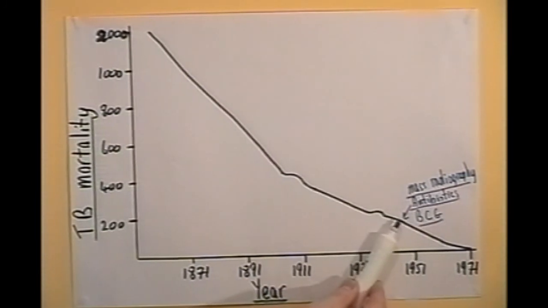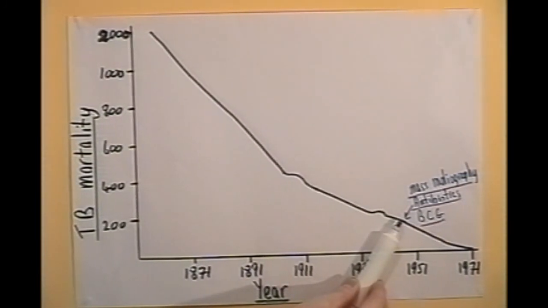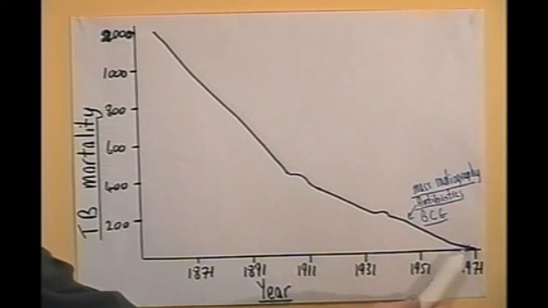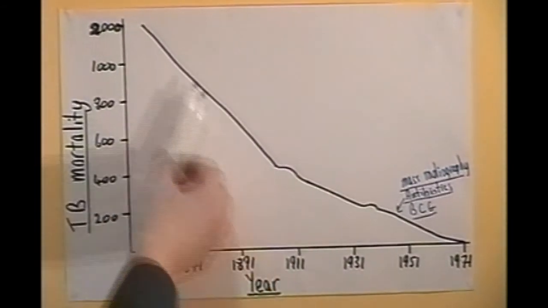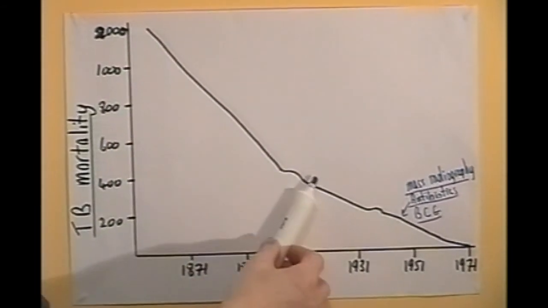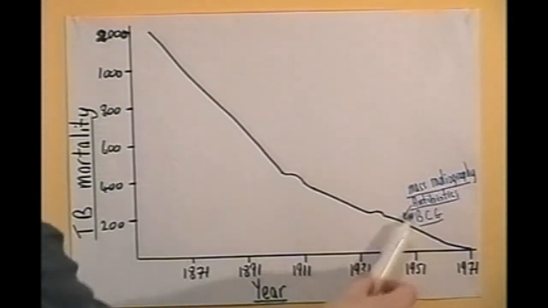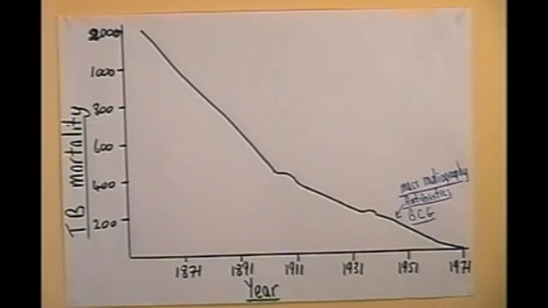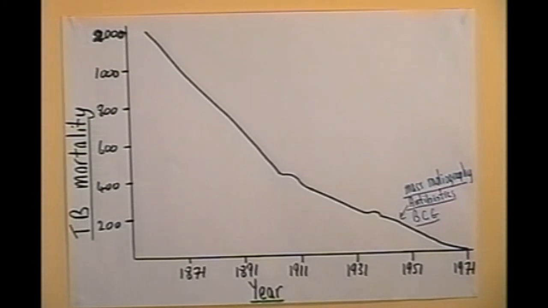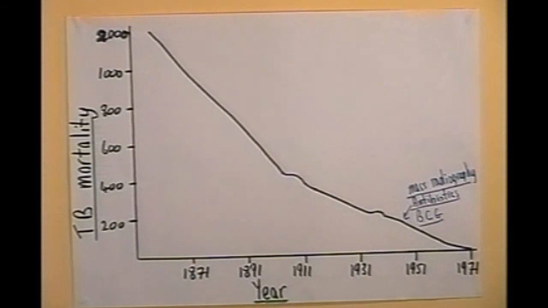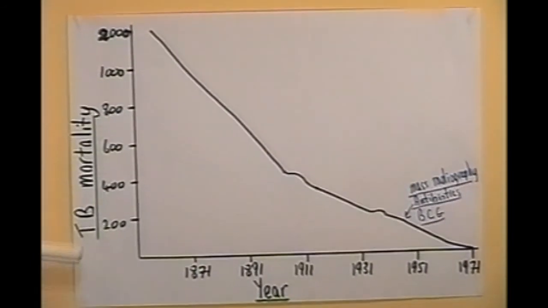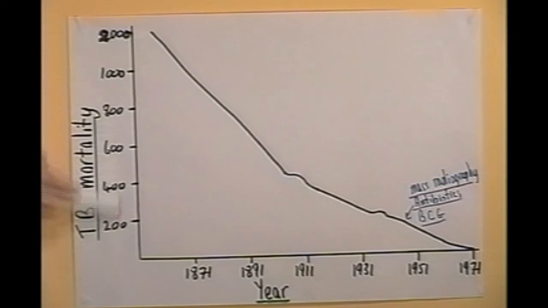And all of a sudden here, the drop-off, which looks so dramatic on the logarithmic scale, looks actually quite minor here. It's a very small drop-off. So on a linear scale, we see that TB was dropping really quite quickly. And the introduction of mass radiography, antibiotics and BCG hardly seemed to make any difference at all, actually, if we look at it in the context of the whole graph. So always look at the scale, because the scale tells you a lot.